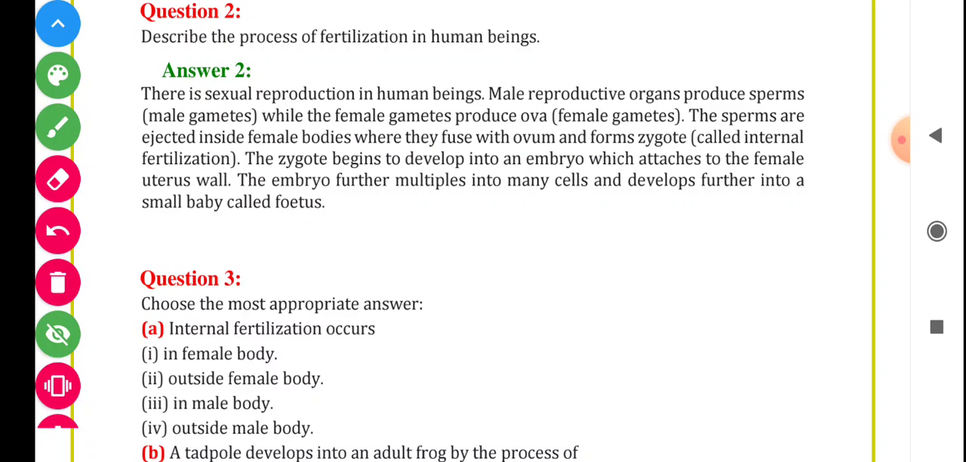So student, the male reproductive organ produces the sperm, and the sperm is ejected inside the female body where they fuse, means combine with the egg and form the zygote, which is a type of internal fertilization. The zygote begins to develop into an embryo which attaches to the female uterus wall. So the zygote is going to develop and it is converted into the young one after a certain period of time. The embryo further multiplies into many cells and develops further into a small baby called fetus. Okay.